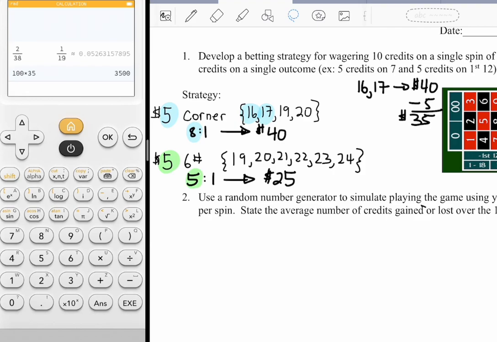So there's no way, for example, if 16 or 17 comes up that I would win the 6-number bet. But if 19 and 20 come up, then I would win actually both of them.